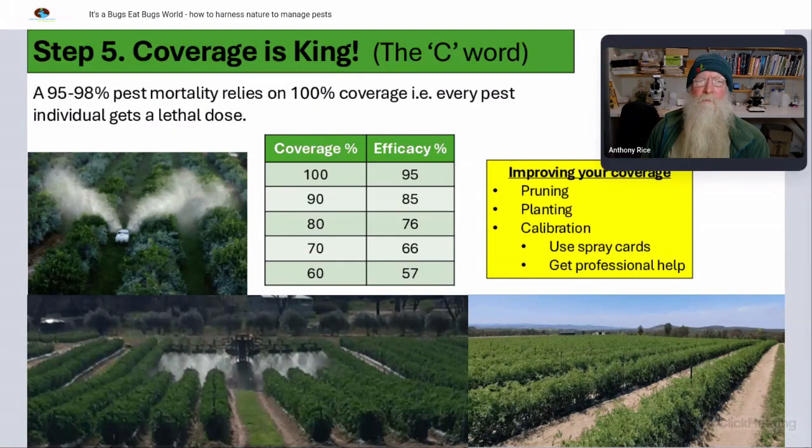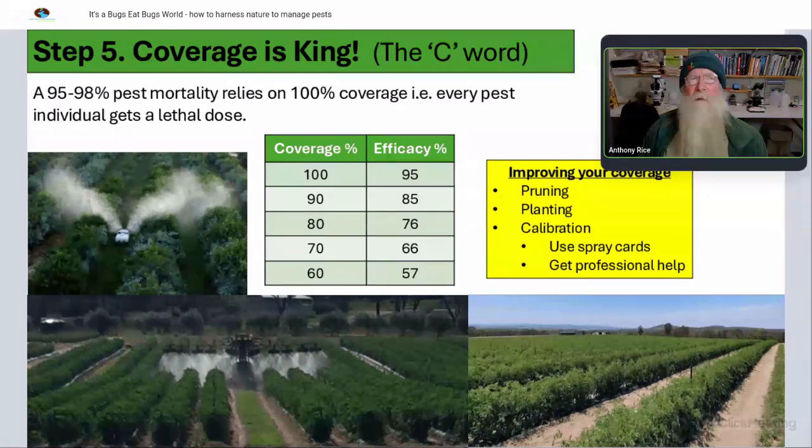So why am I banging on about that? I'm banging on about it because step 5 is coverage. Step 5, coverage is king. I call it the C word because it's not something you should use in polite company with your grower. They tend to get pretty upset if you're telling them they're not getting the coverage. Must be something else wrong, certainly not my coverage.